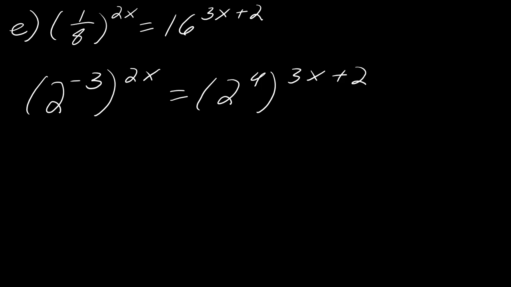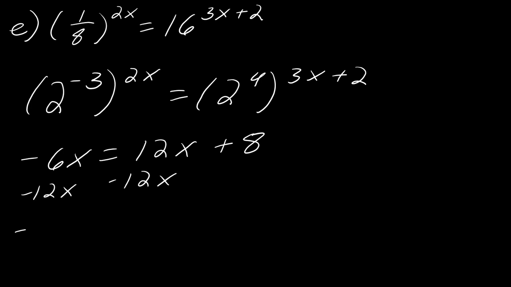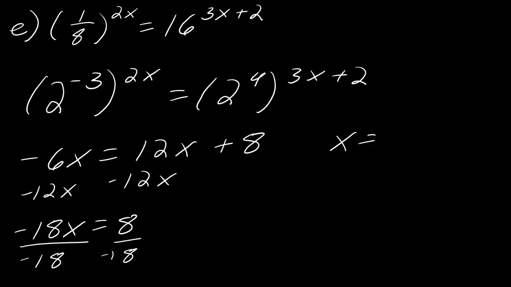plus 2. Okay, and so from here now I can just distribute. So negative 3 times 2x will be negative 6x, and then 4 times 3x plus 2, this will be 12x plus 8. And now we can just go ahead and solve as usual. So I can go ahead and subtract off the 12x. So this is negative 18x equals 8, and divide both sides by negative 18. And so I get kind of this crazy looking number. So let's see, this will simplify to negative 4 over 9. But that is it for that one.